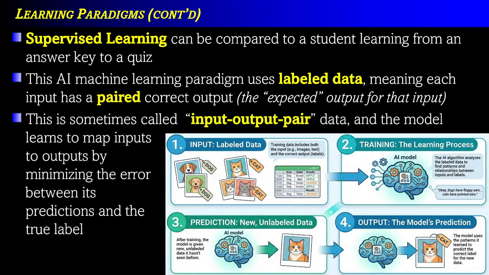Now, with supervised learning, we can compare this to a student learning from an answer key to a quiz. This AI learning paradigm uses that labeled data. So each input has a paired output, the expected output, the label that tells you what the answer is, sometimes called an input-output pair. The model itself learns to map the input to the correct output by minimizing the error between its prediction and the label of the correct answer.